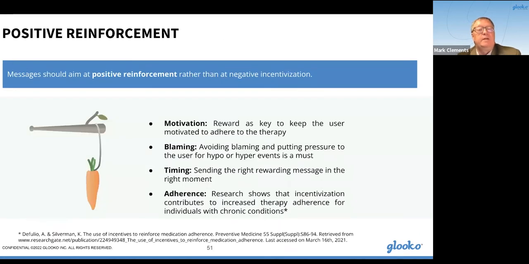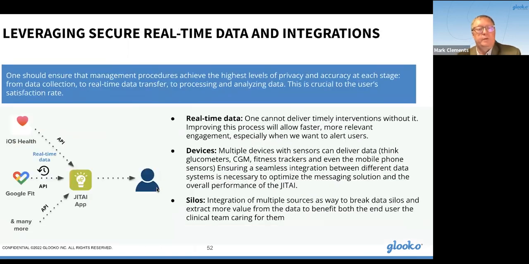Messages should aim at creating positive reinforcement, as I mentioned earlier. So one wants to avoid blame, one wants to include some form of reward or perception of value to the user. And this should link to the notion of the proximal drivers or the engagement behaviors that we know drive the outcome that we're seeking to improve.